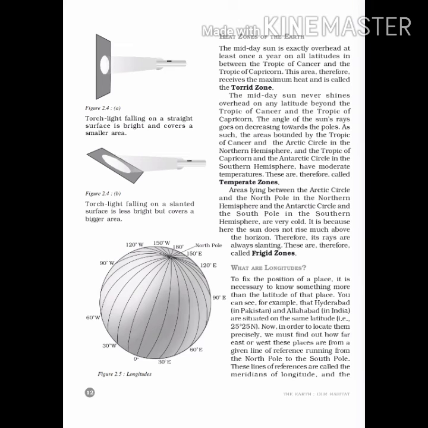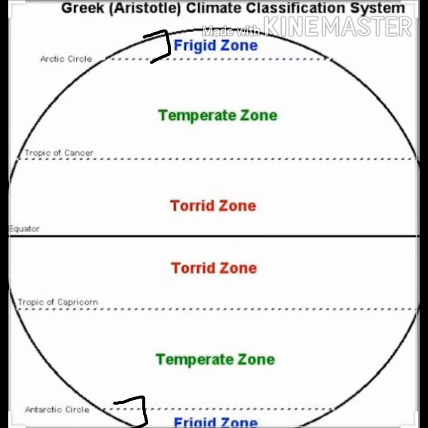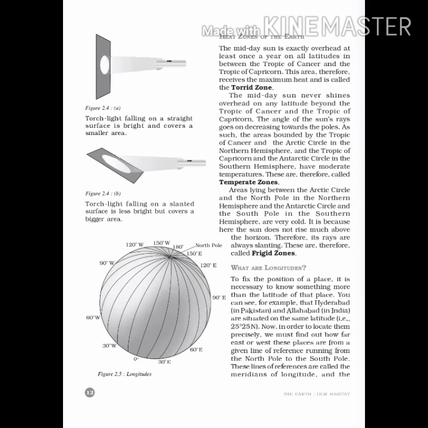Now the third zone is the frigid zone, and this zone is very cold. So where is the frigid zone? The frigid zone lies between Arctic Circle and North Pole in the northern hemisphere and Antarctic Circle and South Pole in the southern hemisphere. And why is the frigid zone so cold? Because near the poles sun rays cannot reach. The sun rays are always slanting, and this is the reason why the frigid zones are very cold. That's why the pole areas are very cold.